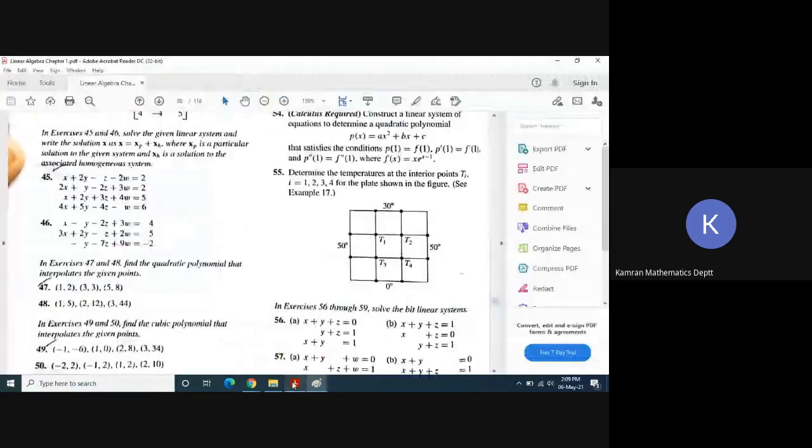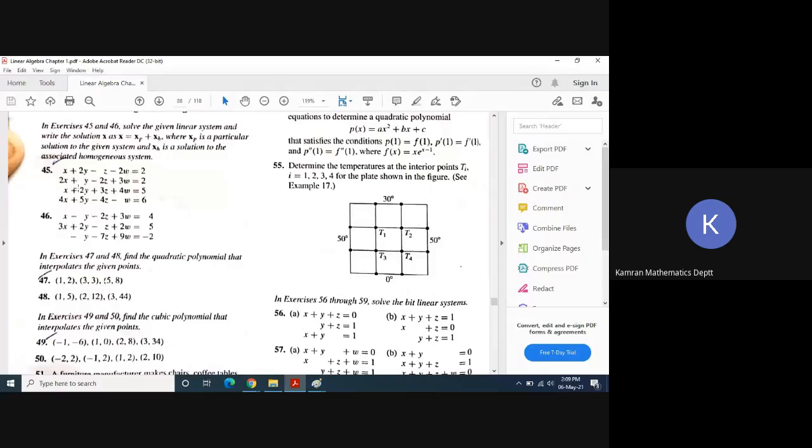Okay, in exercise 45 and 46, we have to solve the given linear system and write the solution x as x is equal to xp plus xh, where xp represents the particular solution to the given system and x sub h represents the solution to the associated homogeneous system. So here two systems are given. We need to solve them and then represent the solution of this system as the sum of xp and xh.